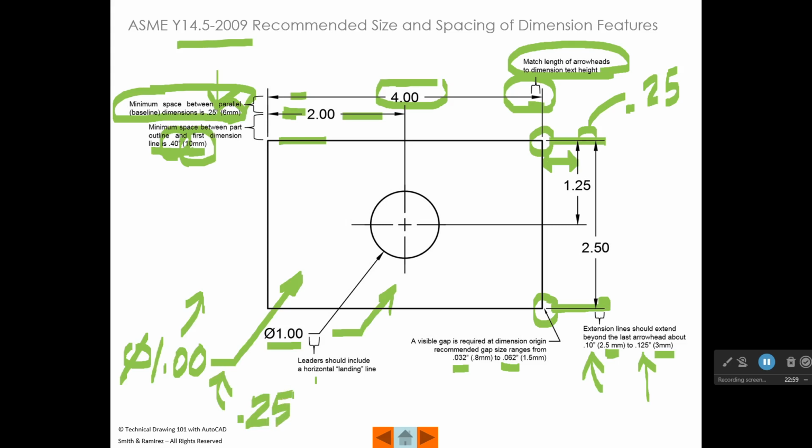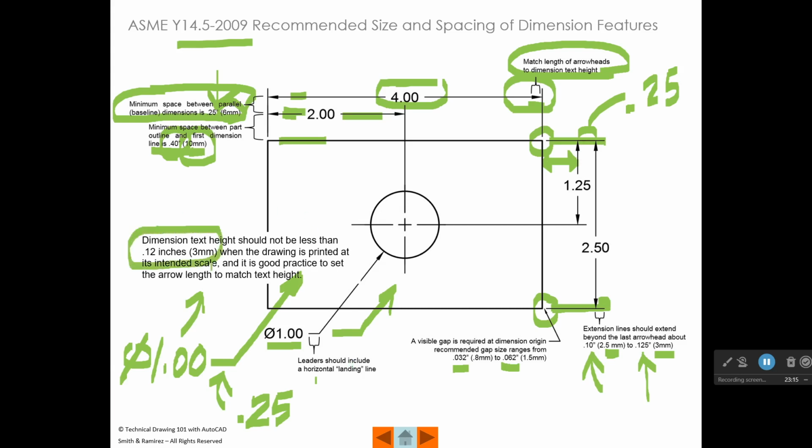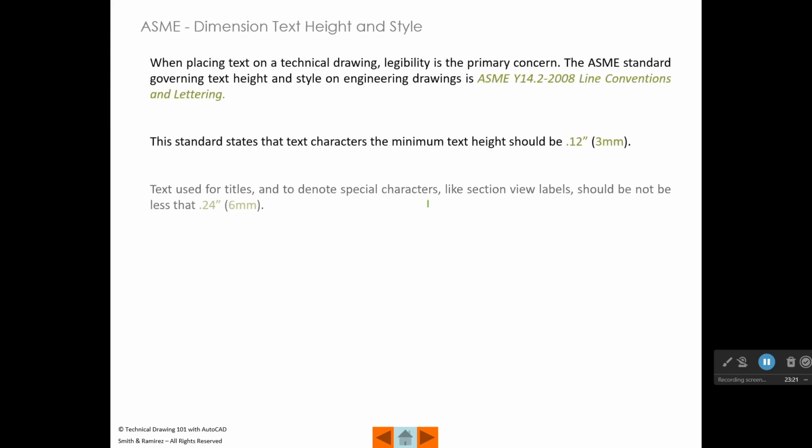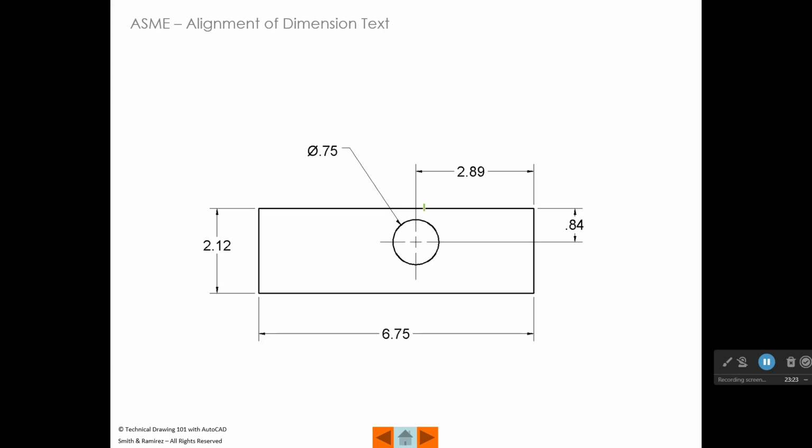And the important thing on any of these is that whatever spacing you're using, use the same spacing on every view. That's what makes your drawings look good. Okay, so the dimension text height should not be less than 0.12 inches or 3 millimeters. And we have all that set up for you guys, so we're going to get into that in just a second.